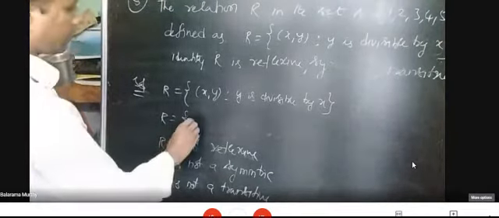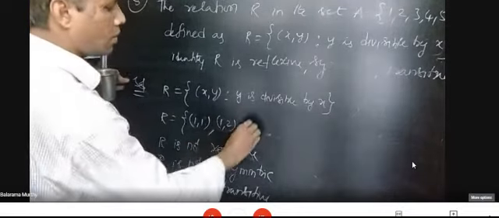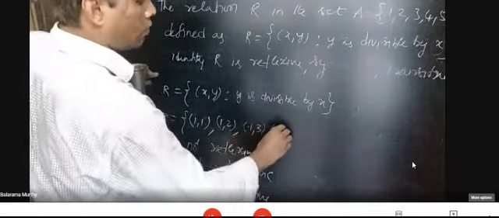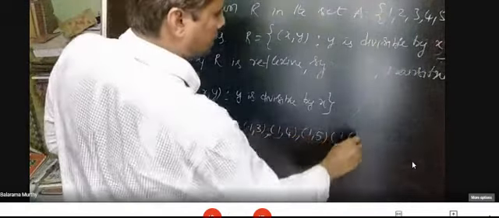First, (1, 1) is possible, since 1 is divisible by 1. Next, (1, 2) is also possible, since 2 is divisible by 1. Then (1, 3), (1, 4), (1, 5), (1, 6). Clear? Yes, sir.